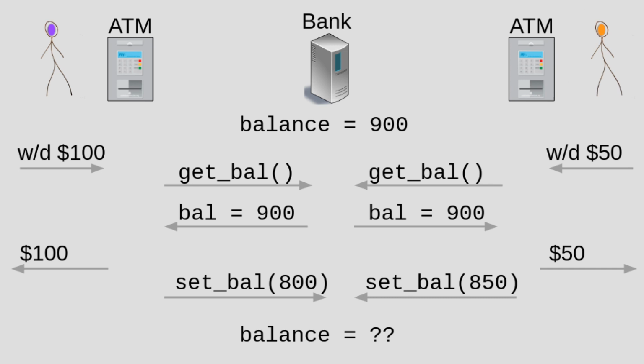So the bank, what is the final balance for the bank? Well, the balance will be either 800 or 850, depending on which message arrives last. But it should really be equal to 750 because a total of $150 has been withdrawn.